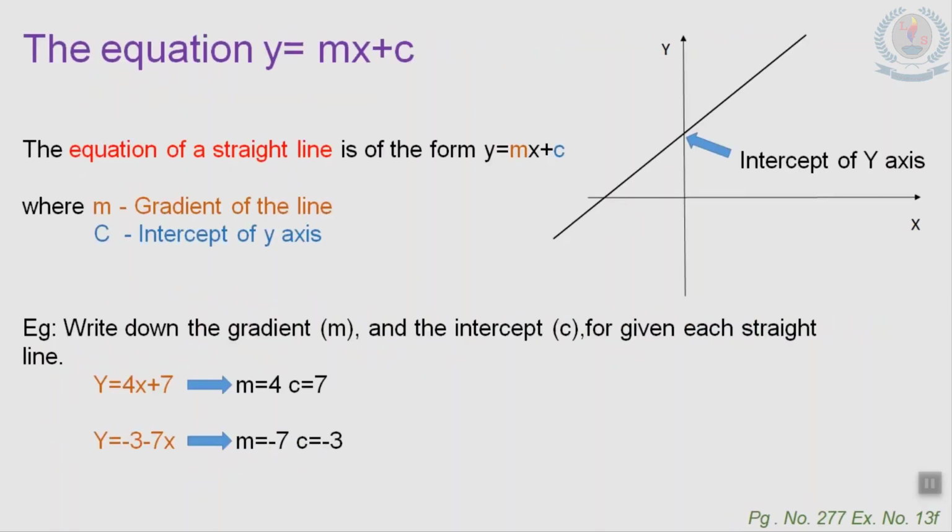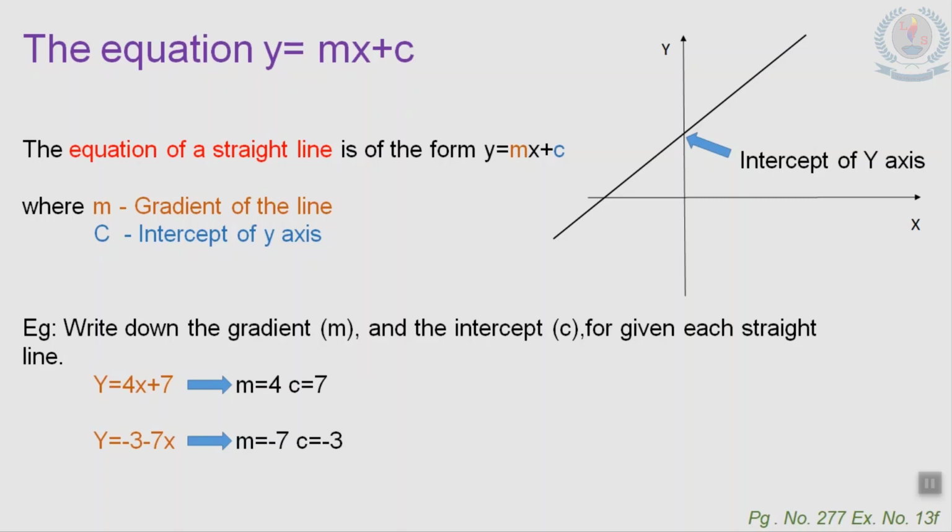The equation of a straight line is of the form y equals mx plus c, where m stands for the gradient of the line and c stands for the intercept of the y-axis. Intercept of the y-axis means the place where the straight line cuts the y-axis.